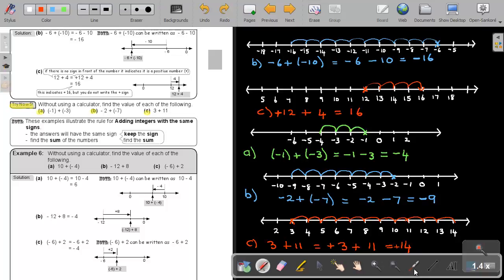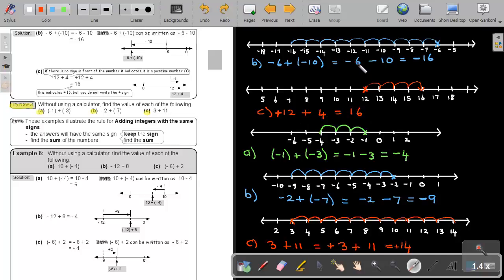Let's see the next one. The numbers 2 and 7 are having the same sign. It's having a negative. So I kept the sign and I just add the numbers. 7 plus 2 will be 9. Look again. The numbers are having the same sign, negative, negative. So I keep the sign and I add the numbers. Look at this one. The numbers are having the same sign. So I keep the sign. If there's no sign, it's a positive. And I add the numbers.